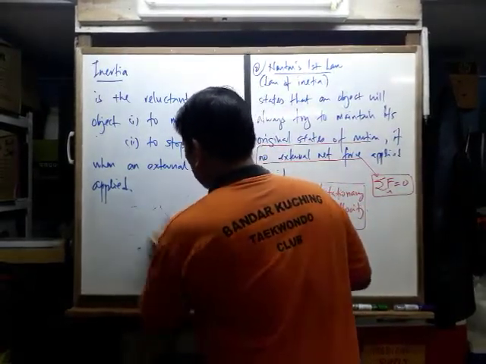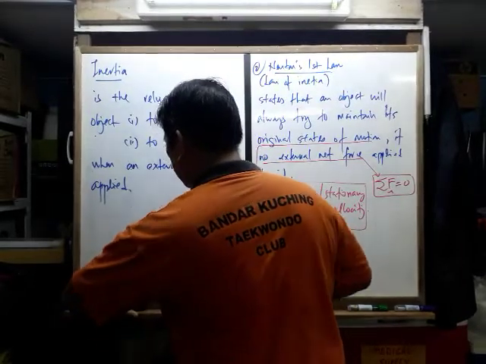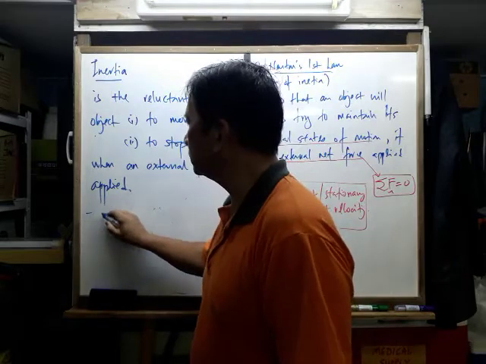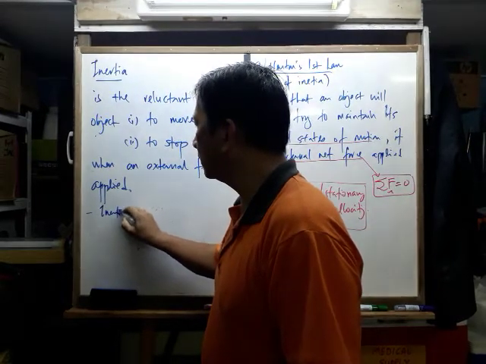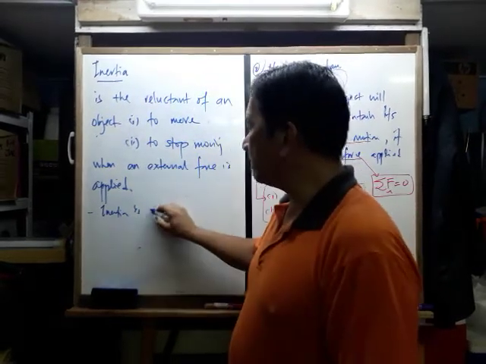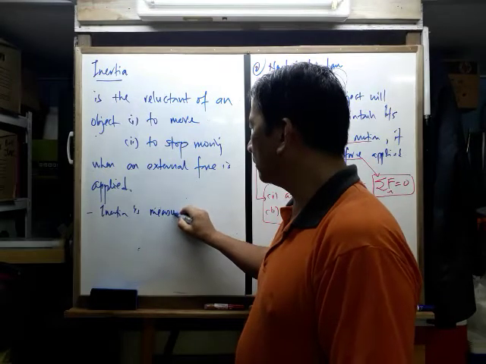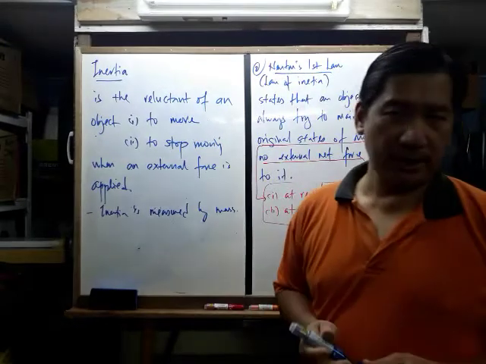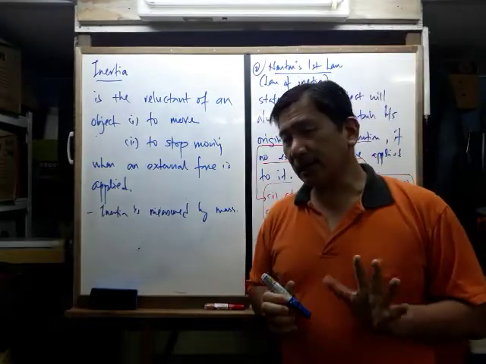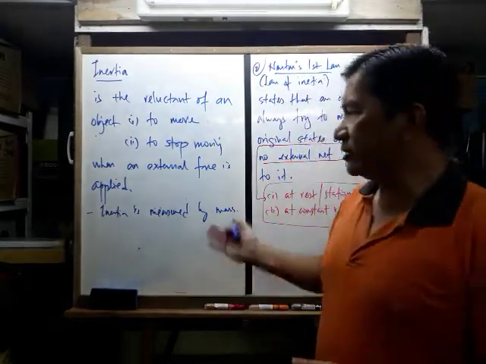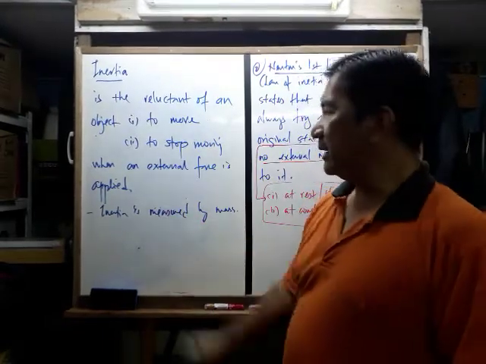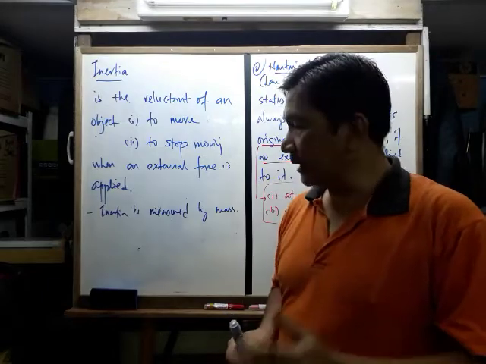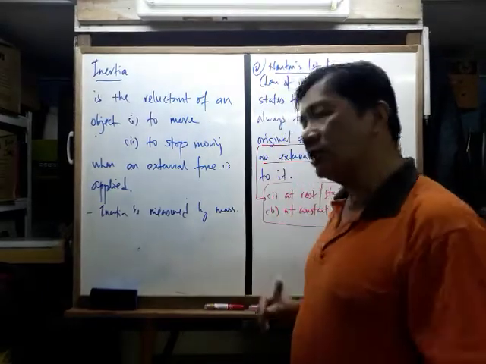Okay. Now, how do we measure inertia? Inertia is measured by mass. We know something about the relationship between the inertia and the mass: the inertia is directly proportional to the mass. The larger the inertia, the larger the mass.